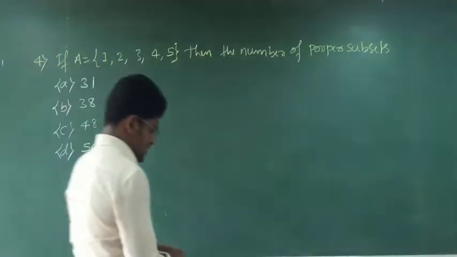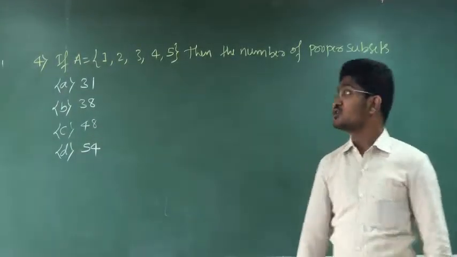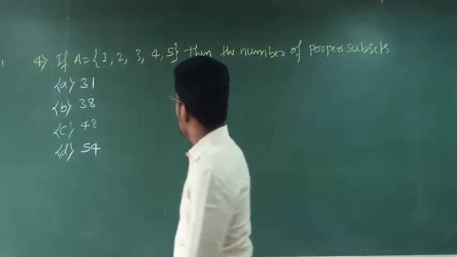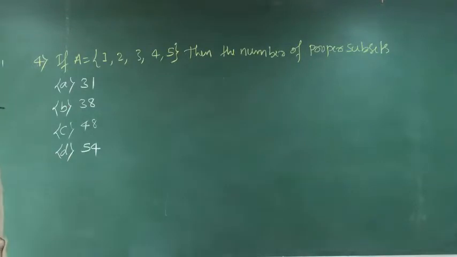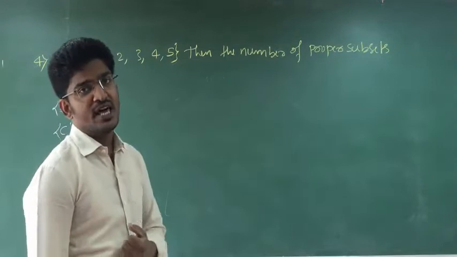Okay students, let us go for the next question. In the next question, what they are asking: if A has 5 elements, then the number of proper subsets, not only the subsets, the ones which are proper, they are asking.